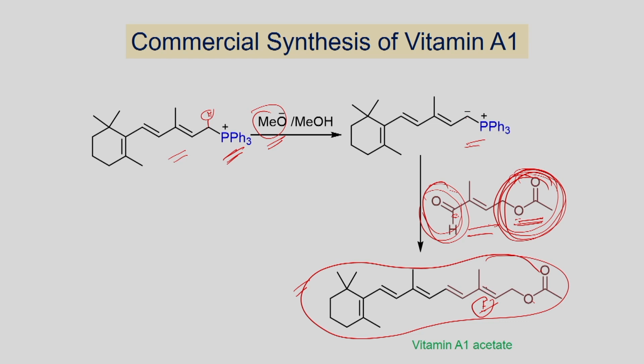This is because the ylide which is stabilized can be stabilized by the double bond by delocalization, and therefore it can undergo a reaction. You get the E alkene here, the trans alkene, as the product.